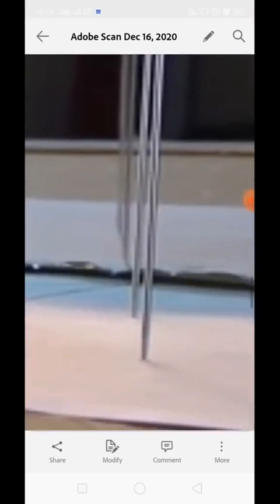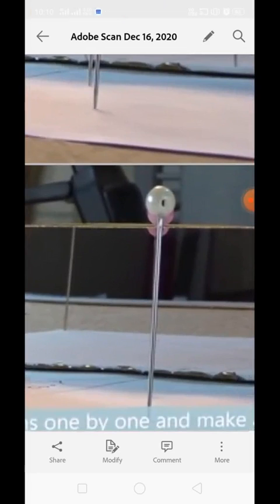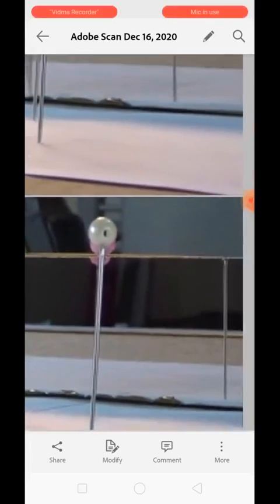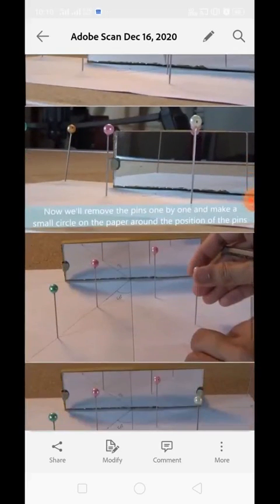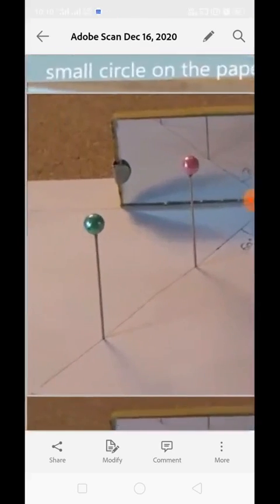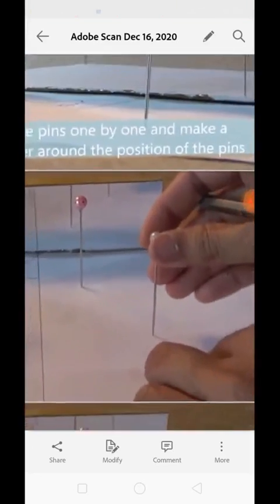You can move the camera a little bit to have these four pins in a straight line. You can see these two pins are outside, whereas the reflections of these two pins are inside the mirror. In this way all four pins are attached. Clear class? First pin, second pin, third pin and fourth pin are attached like this.